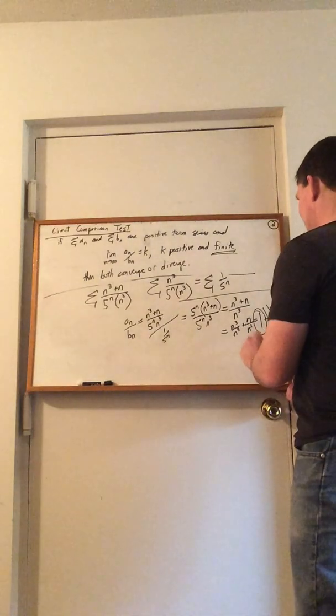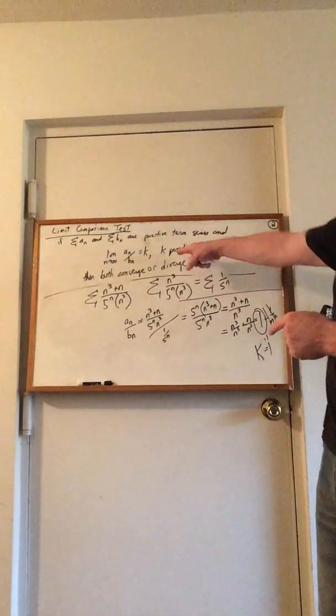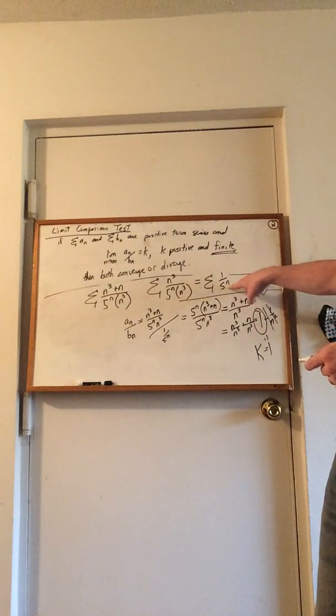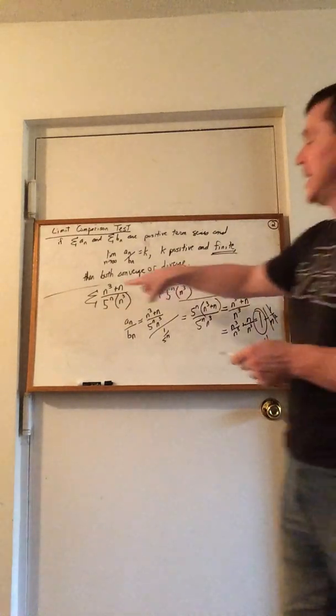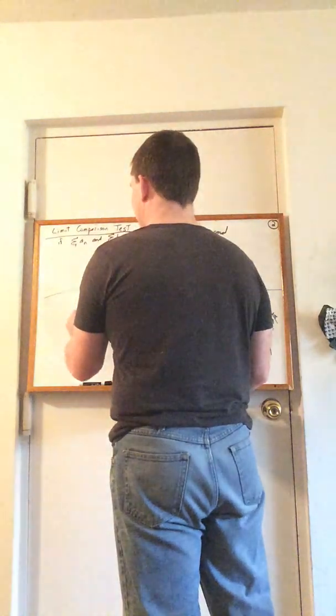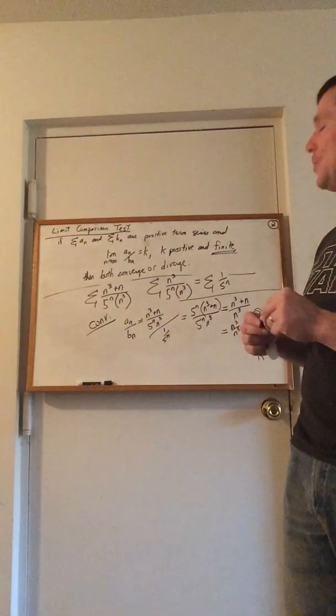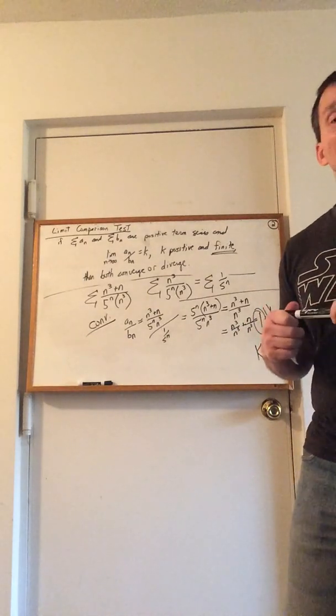That's my k. It's clearly positive and finite, which means since this series, 1 over 5 to the n converges, this series, the one I actually care about, n cubed plus n over 5 to the n cubed, also converges.